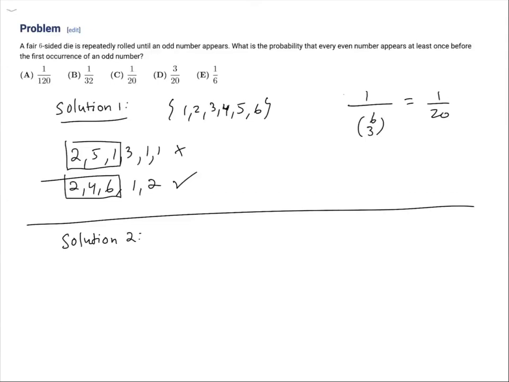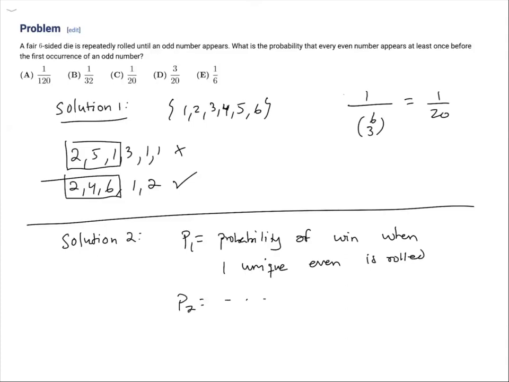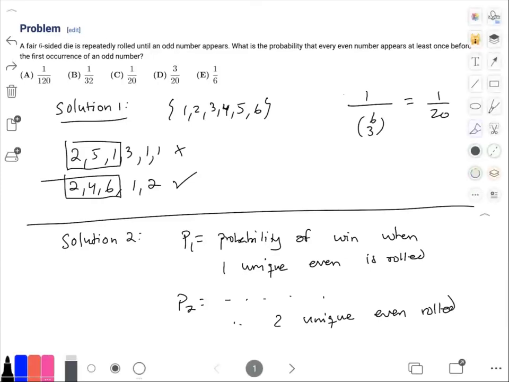So we're going to define P1 as the probability of a win when one unique even number is rolled. And similarly, we're going to define P2 as the same thing, but when 2 unique even numbers are rolled. Okay, so let's see how this can help us solve the problem. So now let's look at P1.